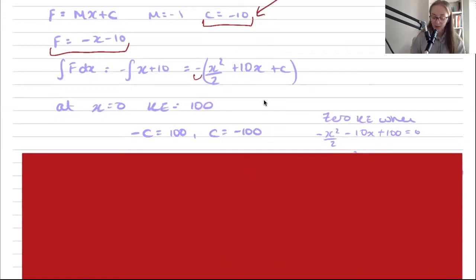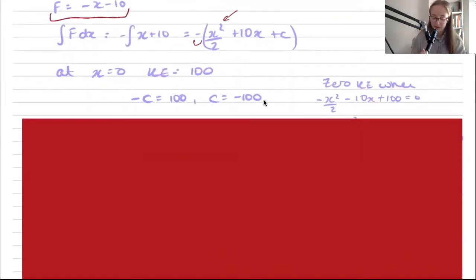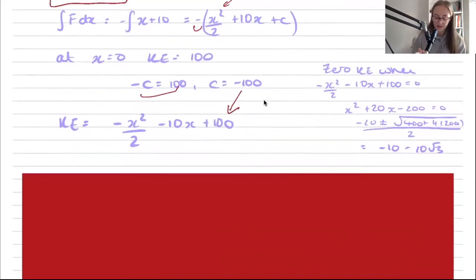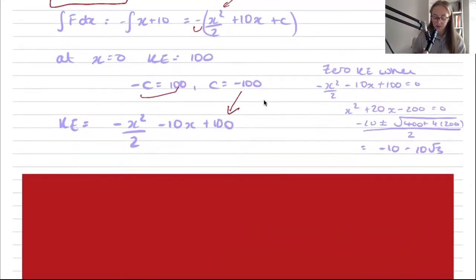And then again, we know that at x is 0, the kinetic energy is 100. So if we just pop in x is 0 here, then we get that minus c is 100, so c is minus 100. So we can pop this minus 100 into our equation to get an expression for kinetic energy, which is minus x squared over 2 minus 10x plus 100.